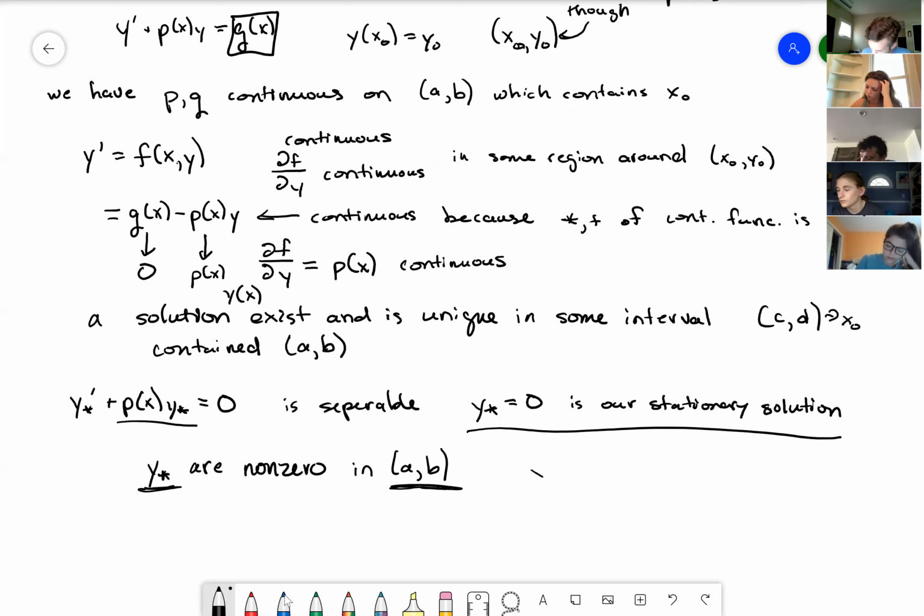And in fact, we know exactly what y star is. This is equal to e to the negative integral of p of x dx.